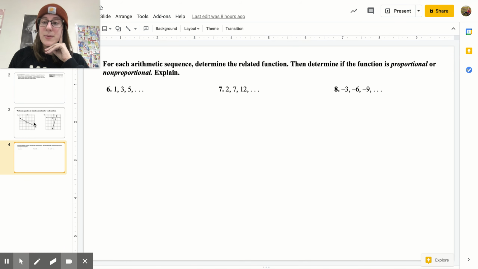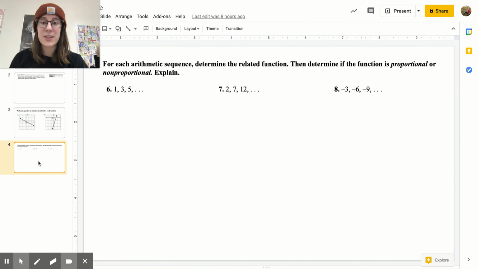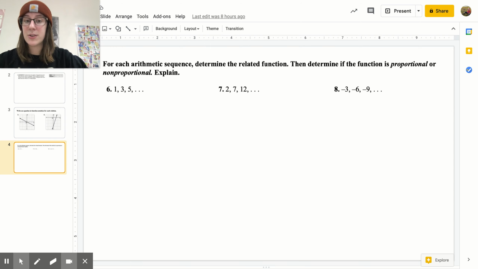The last type of problems, if you need to pause this, write it down, go ahead and do that, by the way. Last type of problems is proportional or non-proportional. So that's where you are going to figure out, is it increasing by the same amount each time? So for number 6, you go +2, +2. For 7, it looks like +5, +5. So it is proportional each time, and then we'll explain, every time you add a number, you add 3. Or 2, I guess, in the case of 6. Go ahead and finish that up.